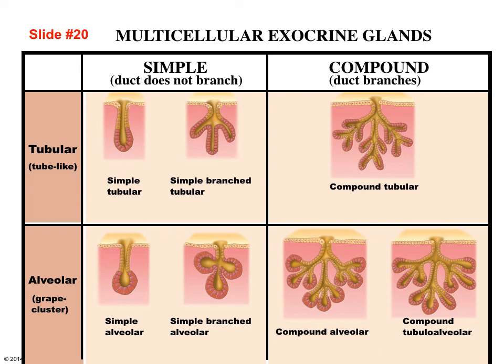The ones that look like a tube are called tubular. The ones that are rounded and look like grape clusters are called alveolar. Very often you will have a combination of both. In that case, it's referred to as compound tubuloalveolar.